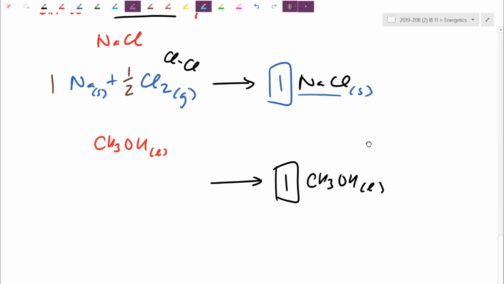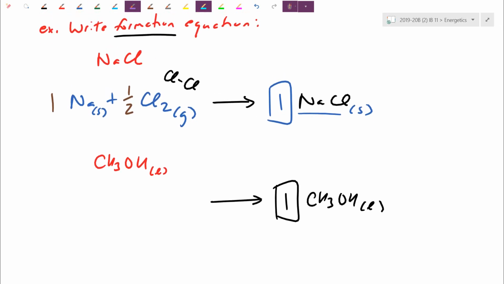In fact, this formation equation here can be purely hypothetical. It may be impossible. Maybe the potential energy barriers are too big. Maybe the side reactions react too quickly. But hypothetically, I should be able to take the elements, the building blocks: carbon, hydrogen in its regular form H2, and oxygen in its regular form O2. Hypothetically, I should be able to glue these 3 things together in such a fashion to make methanol.